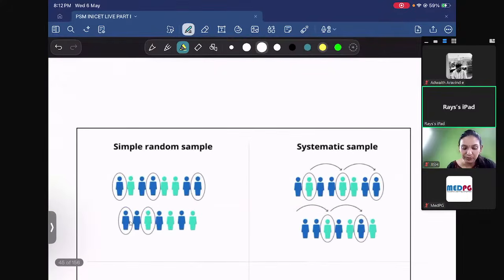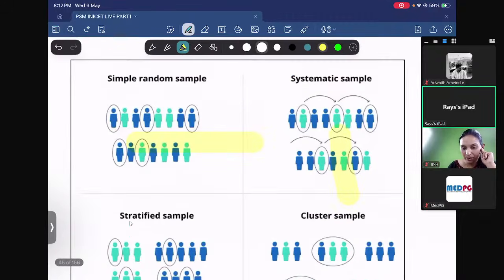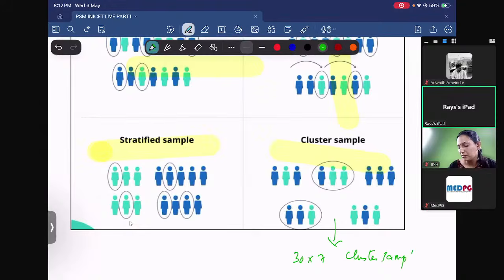Now, sampling can be of two types. Which are the two types? You have either probability sampling or non-probability sampling. Probability sampling examples are simple random sampling, systematic sampling, stratified sampling, and cluster sampling. Cluster sampling, one example which I want you to remember, which is commonly asked, is the 30:7 cluster sampling technique. Where is this used? The 30:7 cluster sampling technique is used for immunization coverage.